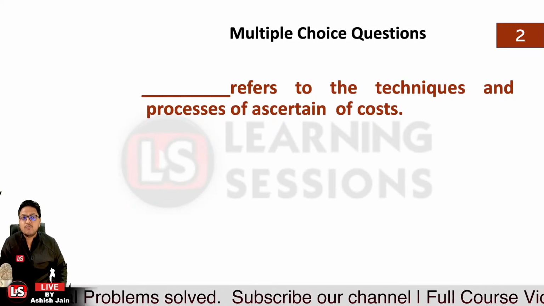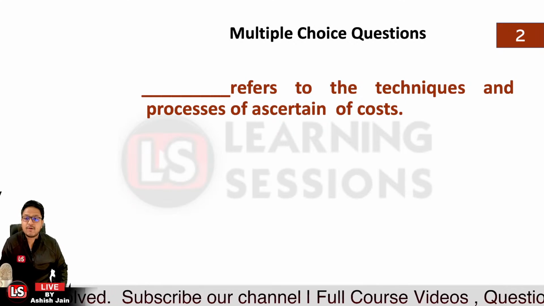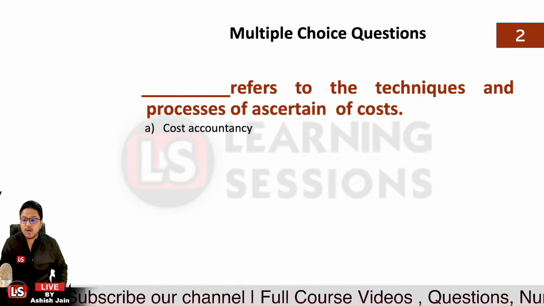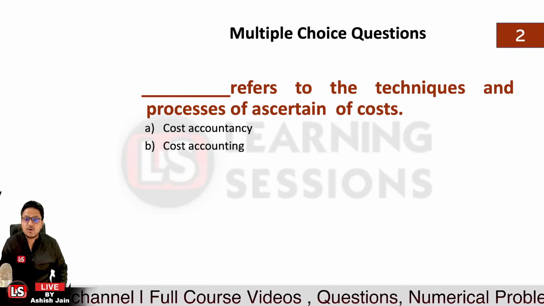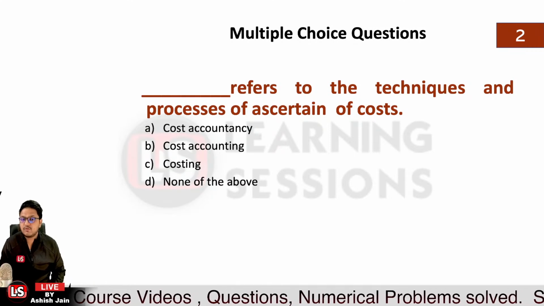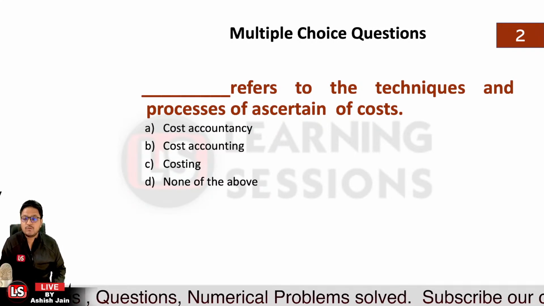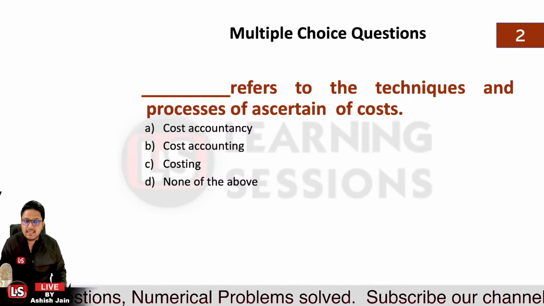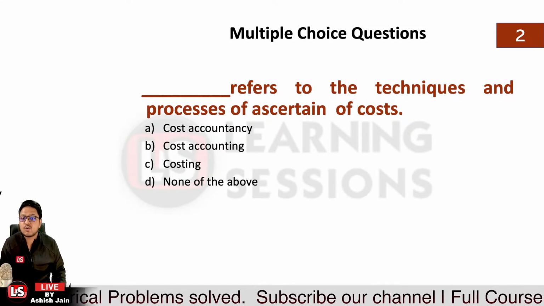It says what refers to the techniques and processes of ascertaining the cost. So if you are to ascertain the cost, that process is said to be what? Cost accountancy, cost accounting, costing, and none of the above. So which of the following would be the right answer for question number 2 over here? Which of the following refers to the techniques and processes so as to ascertain the cost? So it is what? It is costing.